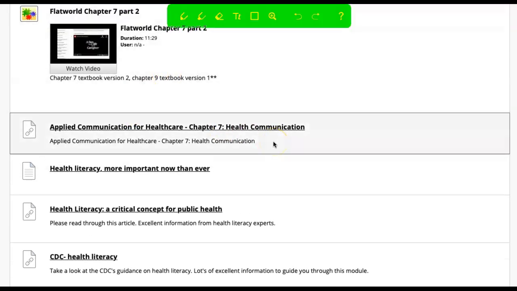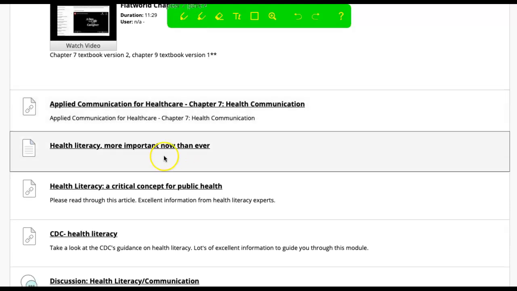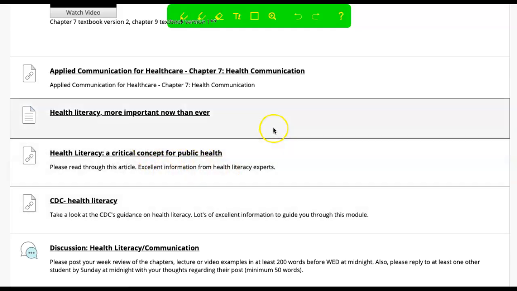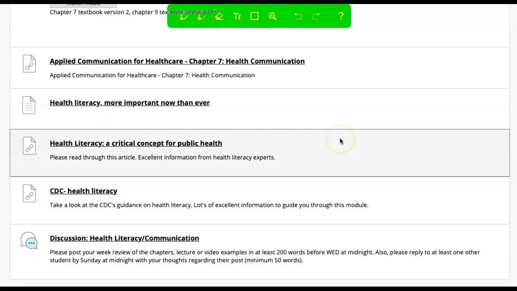All right, so take a look at Chapter 7. Make sure you read that in your textbook. I know you've probably already read it before, but reread that. There's a lot of information that's going to be on your exam, your final exam, so be sure to take a look at that. A lot of links in here for the CDC in regards to health literacy and some community health resources that I provided.